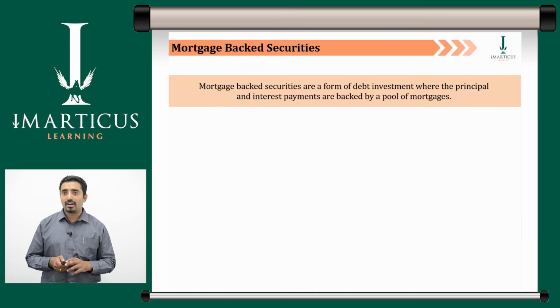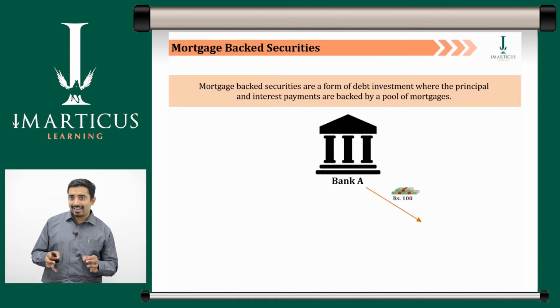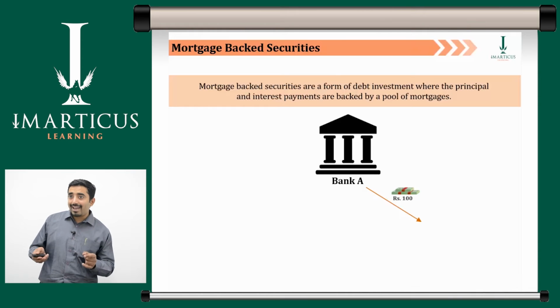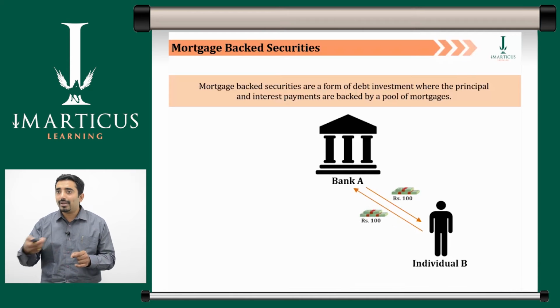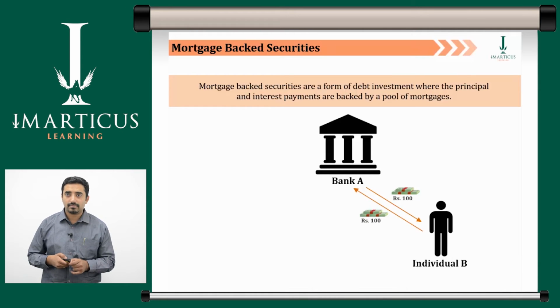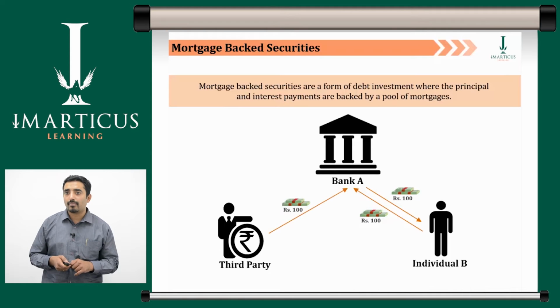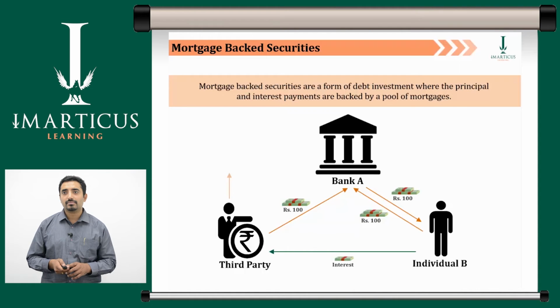Mortgage-backed securities are a form of debt investment where the principal and interest payments are backed by a pool of mortgages. For example, if a bank A lends 100 rupees to an individual B, then B has to pay back to A, but A lends the money from a third party to B to pay the interest to the third party. The third party in turn creates a security for the interest amount and sells it in the market.